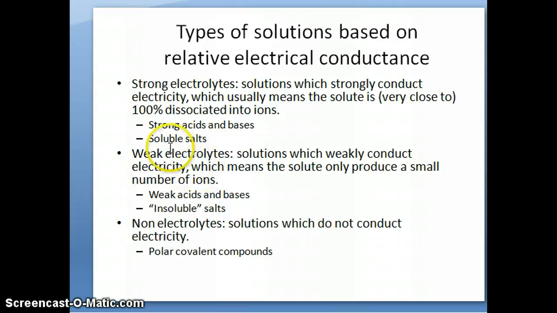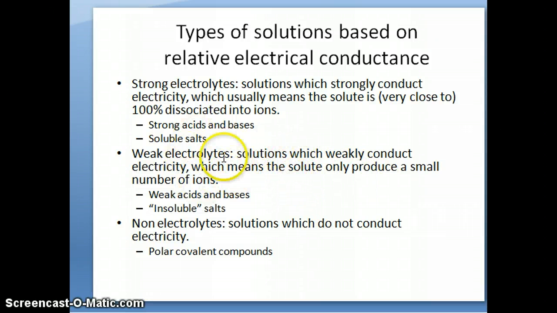The next type of solution is what we call weak electrolytes. Those are solutions that earlier were shown in the middle with that light bulb that's kind of weakly shining, but obviously not a lot of electricity, which implies that there's not a lot of ions that's produced by those solutions.